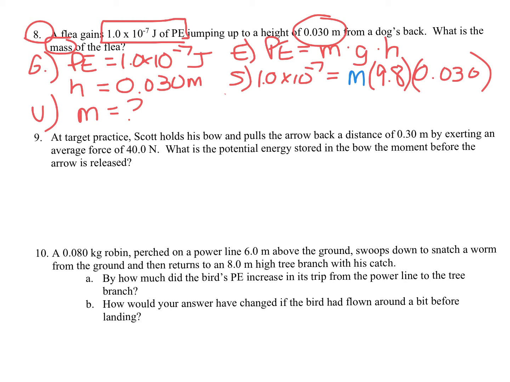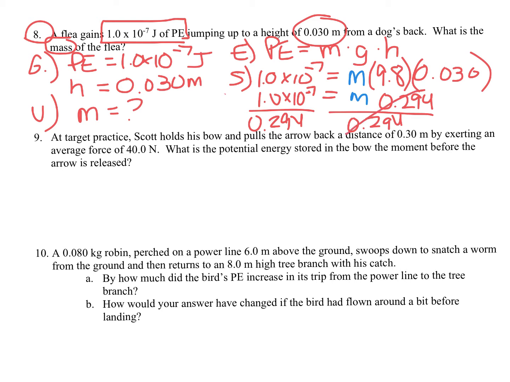Now, when I start solving for this, it should be pretty straightforward. I'm going to take the 9.8 and times it by 0.030. When I do that, I end up with 0.294, and I'm still going to carry down my variable. That's important. And I still have 1 times 10 to the negative 7th on this side. Now to solve for my mass, I'm going to divide both sides by 0.294. And the reason I'm going to do that is m will now be all alone by itself so that we can solve for it. And all we have to do then is 1 times 10 to the negative 7th divided by 0.294.